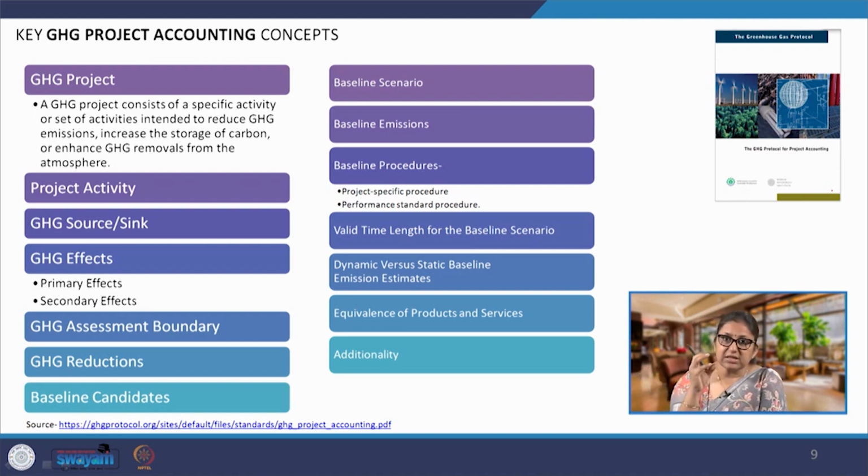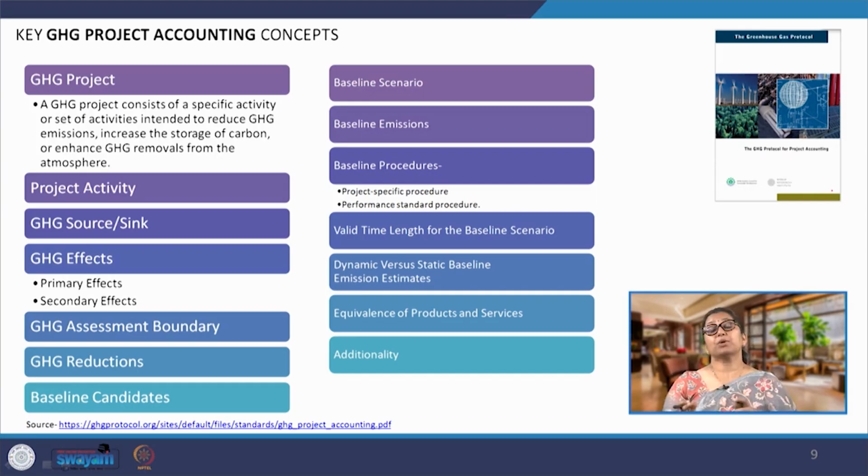So, the project is this particular activity or set of activities that we are talking about, or maybe installing the carbon dioxide extractors, absorbers. There could be multiple of them. Where all they are located, what is the capacity at which they are extracting carbon dioxide or other pollutants from the atmosphere, all this could be part of the GHG project.